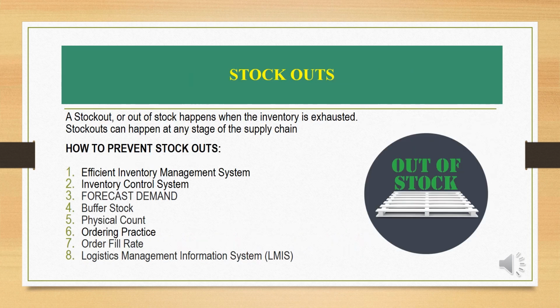A stockout or out of stock happens when the inventory is exhausted. The stockout can happen at any stage of the supply chain. Now, how to prevent stockouts? We have to have an efficient inventory management system. We have to have an efficient inventory control system.